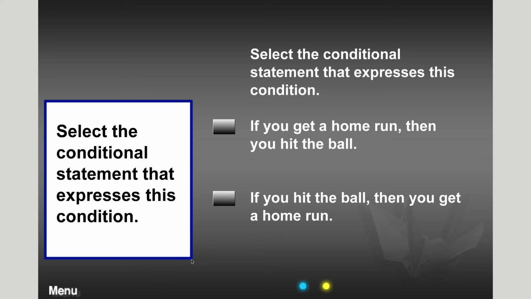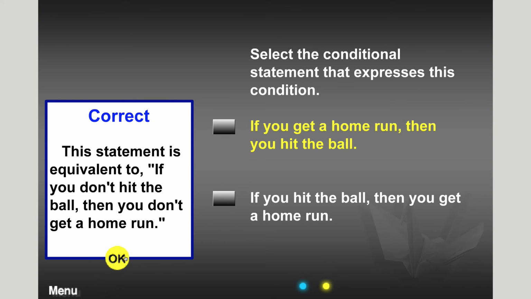So let's look at these conditional statements that express this condition. If you get a home run, then you hit the ball. If you hit the ball, then you get a home run. Well, of course, we know this is not the case. If you hit a ball in baseball, you don't necessarily get a home run. But if you get a home run, then you necessarily hit the ball. Okay?